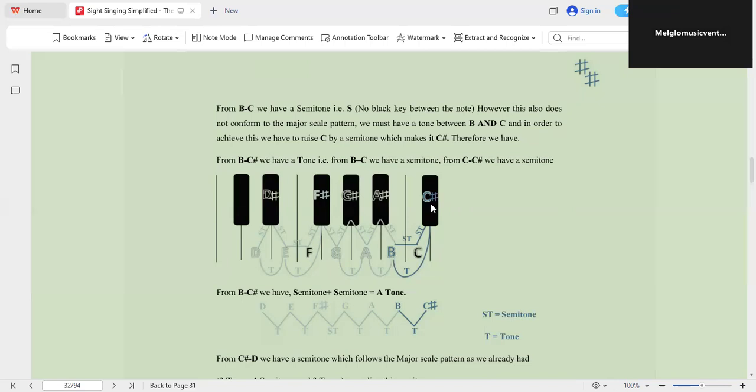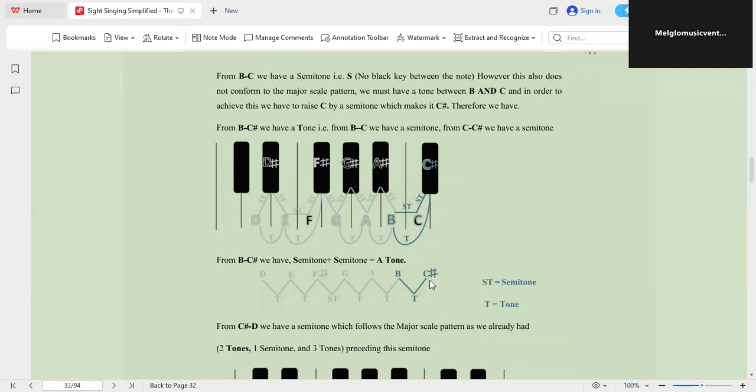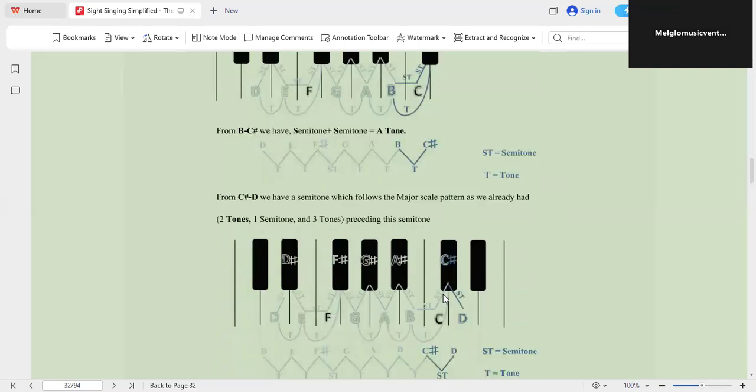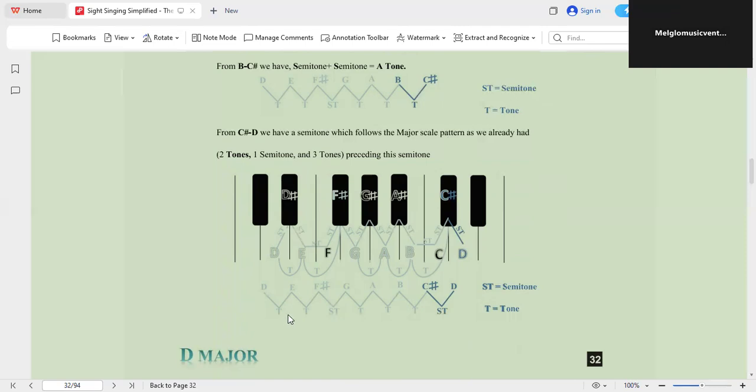So from B to C sharp is a tone. From B to C sharp is semitone plus semitone equals a tone, which conforms to our major scale pattern of tone, tone, semitone, tone, tone, tone, semitone. What we now need between this C sharp and the next key, which is D, is a semitone, the last semitone in our major scale pattern. And so from C sharp to D is a semitone, which conforms to our major scale pattern.